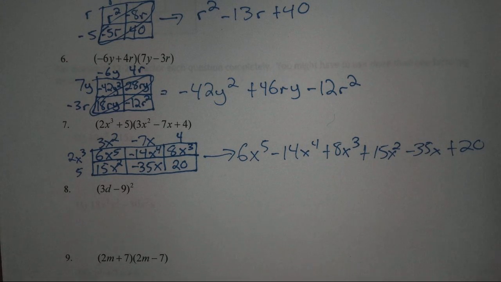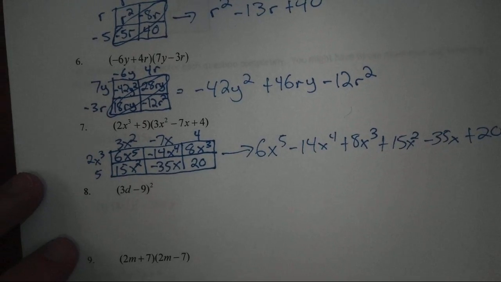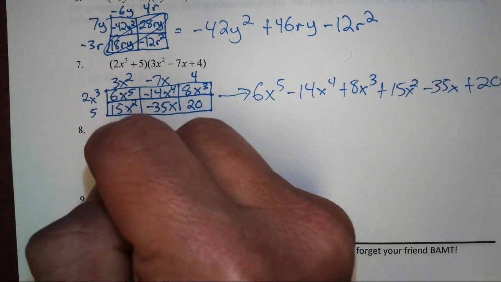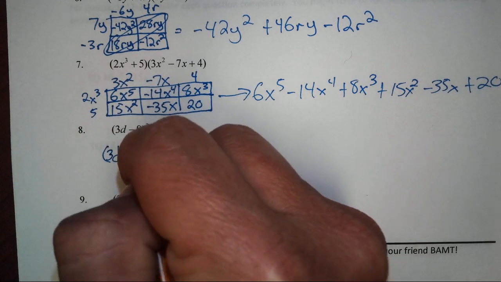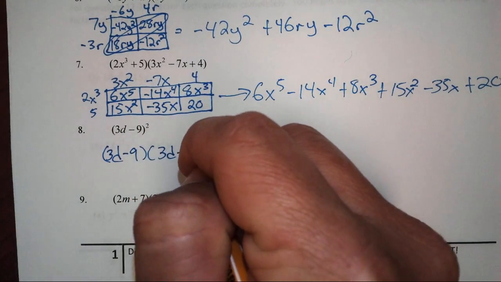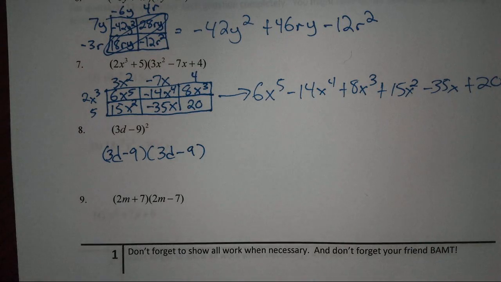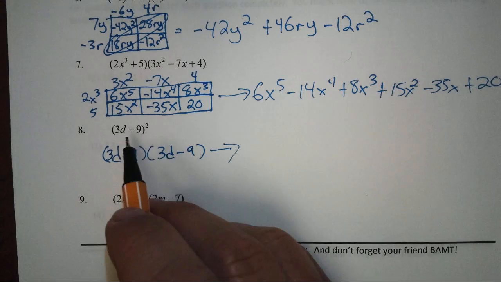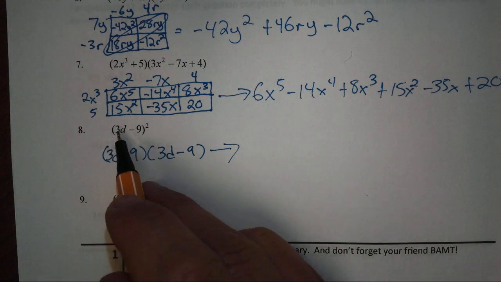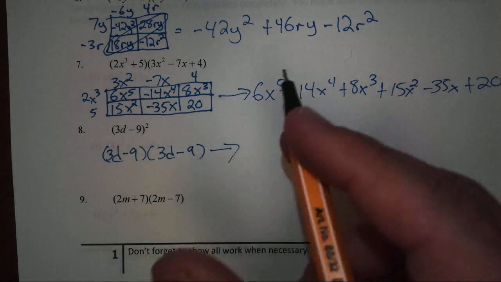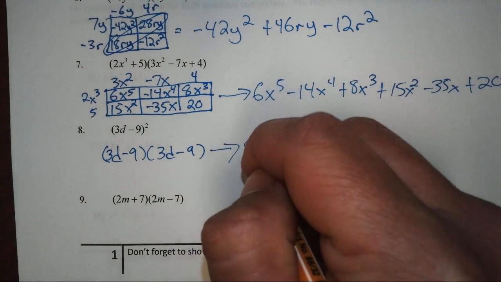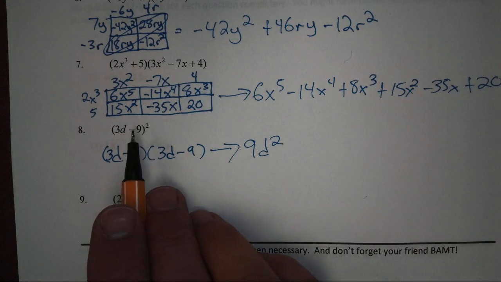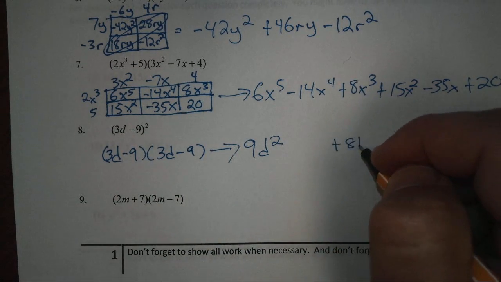All right, number 8. We have 3d minus 9 squared. On this one, 3d minus 9 squared really means 3d minus 9 times 3d minus 9. So this time I'm not going to use the box. I'm going to use our shortcut that we talked about in class. And that's when you're squaring a binomial. The quick way to do it is you square the first term. So 3d times 3d is 9d squared. You square the last term. So a negative 9 times a negative 9 is a plus 81.